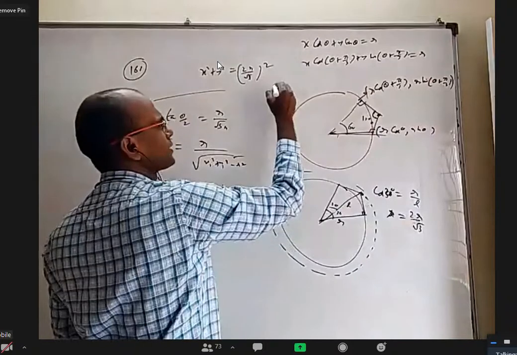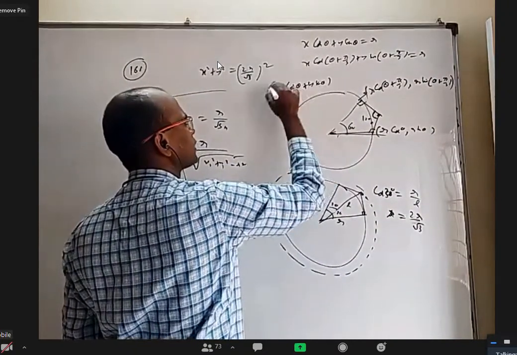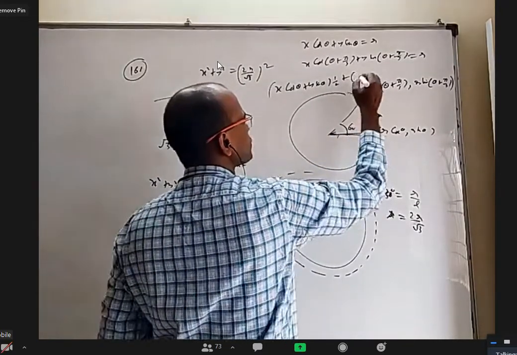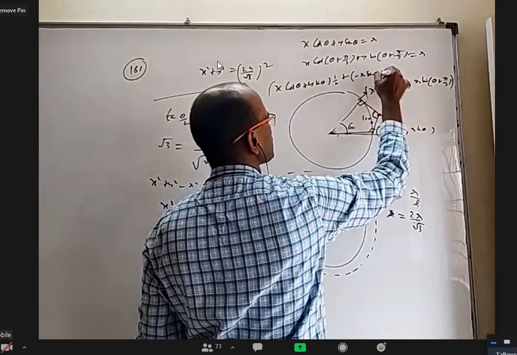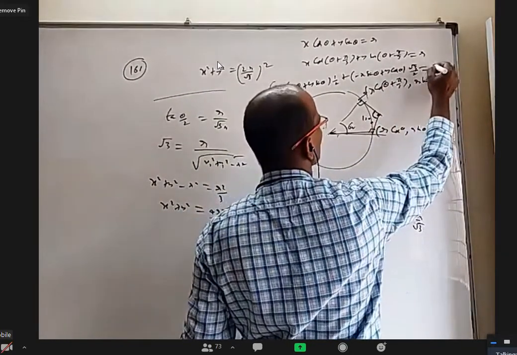If I expand this, I'll get x cos theta plus y sin theta into cos pi by 3, which is 1 by 2. And I will also get minus x sin theta plus y cos theta into root 3 by 2, because that is sin pi by 3, equal to r.